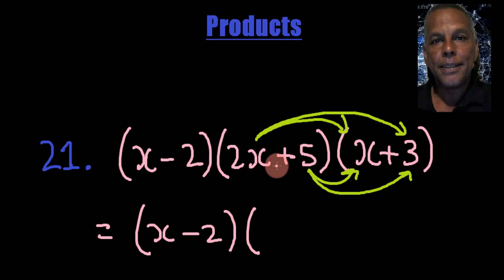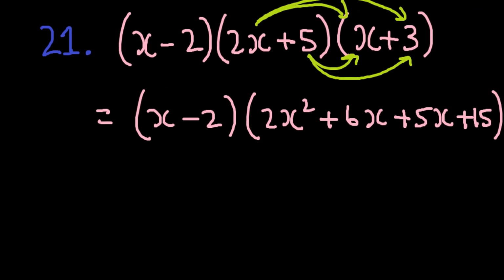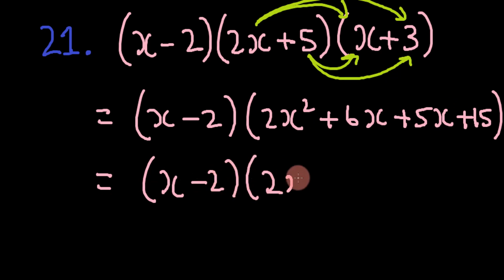Then multiplying out these brackets, so 2x times x will give us 2x squared. 2x times 3 will give us 6x. Positive 5 times x will give us plus 5x. And positive 5 times positive 3 will give us positive 15. The next step now is to add the like terms in the second set of brackets. So 6x plus 5x will give us 11x and then plus 15.